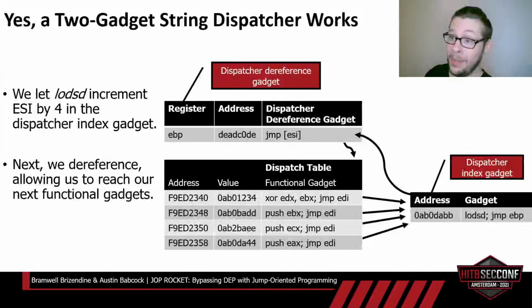And yes, the 2-gadget string dispatcher works as well. Again, it just switched it up a bit. So in this case, we would do load SD and then a regular jump to EBP. And then now we dereference ESI in the second dereference gadget.